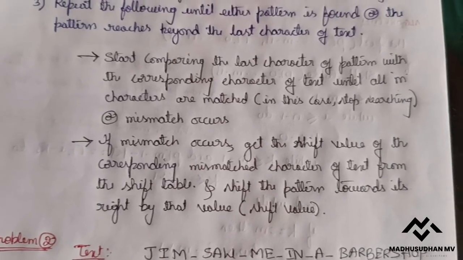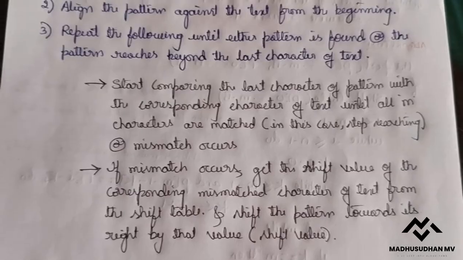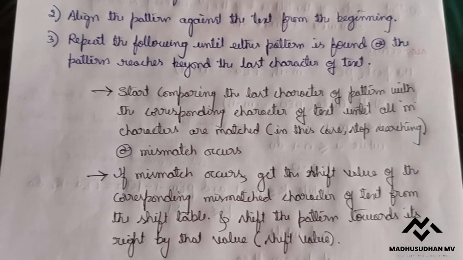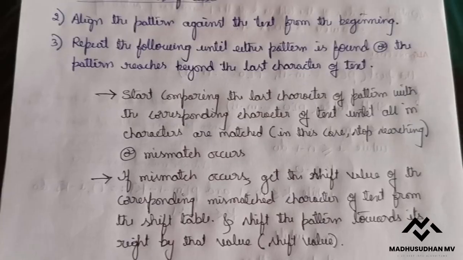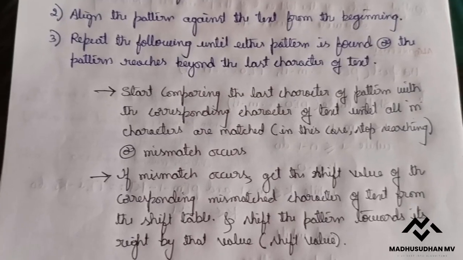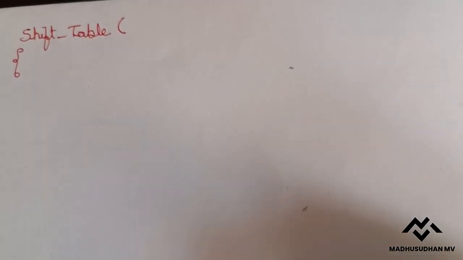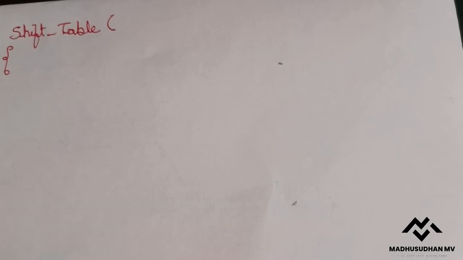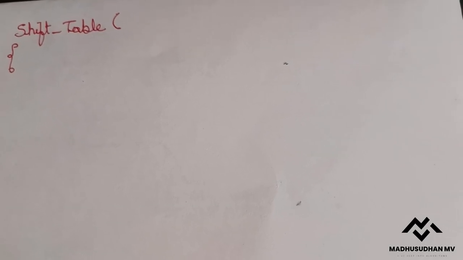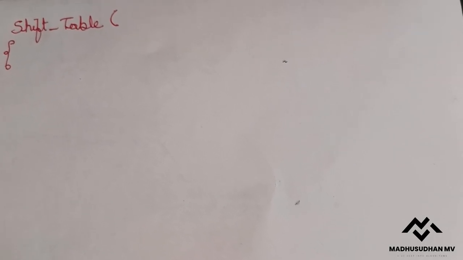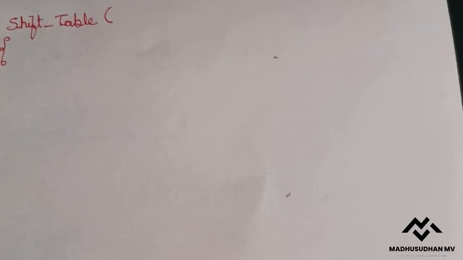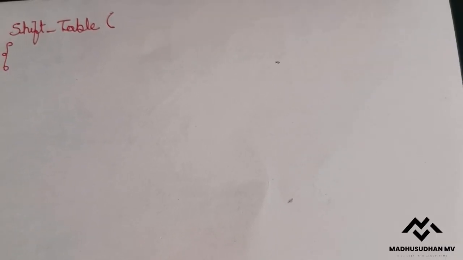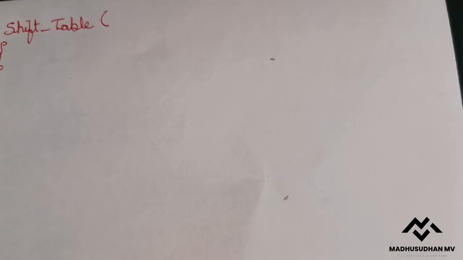Now for these steps we will write the algorithm. Before writing the algorithm for Horspool, we will first write the algorithm to construct the shift table. Now let us write the algorithm to generate the shift table. We need to construct the shift table for the given pattern, so the parameter to be passed is the pattern for which we need to generate the shift table.